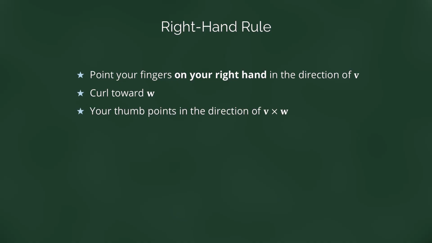If instead you point the fingers on your right hand towards W and curl towards V, it should make sense to you that your thumb would have to point in the opposite direction. So this tells us that W cross V points in the opposite direction of the vector V cross W. Let's take a look now at how we can actually find the cross product by looking at its definition.